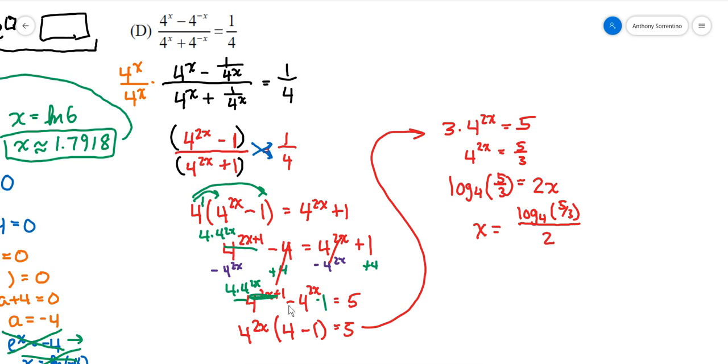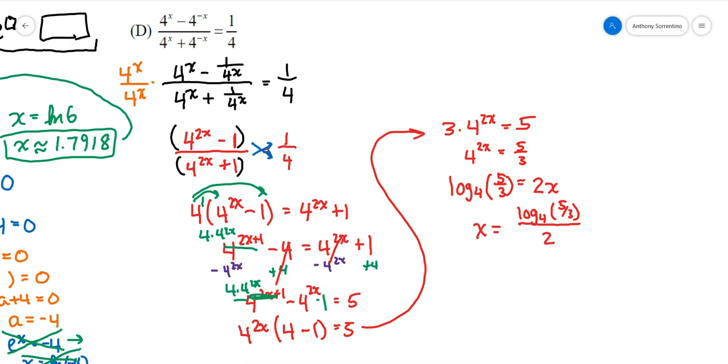And again, if you have a calculator that could do the log base 4 of 5/3, if you took this number and did log base 4 of 5/3 divided by 2 and put that value in for all the x's you saw in the original equation, it would work. Without a calculator that does that, though, you might have to break this down further to get a suitable answer with this. You could use properties and whatnot.